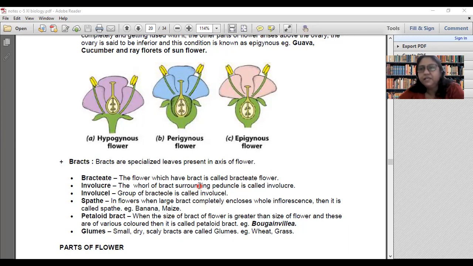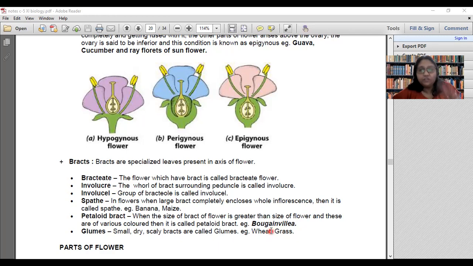Same is available in case of banana. In Bengal, we cook the banana flower, which is called mocha. The bract of banana is red in color, and you have to remove it. Then only you will be able to see the small bananas or small flowers inside that. So this type of structure is called spathe when the bract is too big.